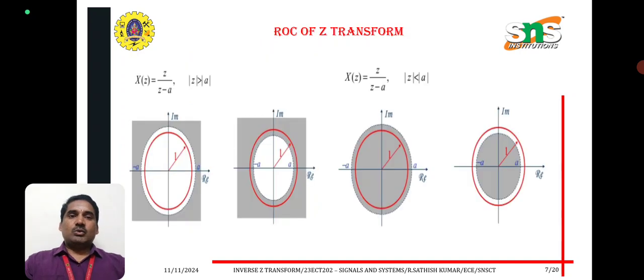Next, this is the ROC of Z transform. When X(z) is equal to z divided by z minus a, when modulus of z is greater than a, the shaded part is the outside of the circle, and the ROC is represented as shown. When X(z) is equal to z divided by z minus a and modulus of z is less than modulus of a, it means the inside of the circle will be the shaded part of the ROC of the Z transform.